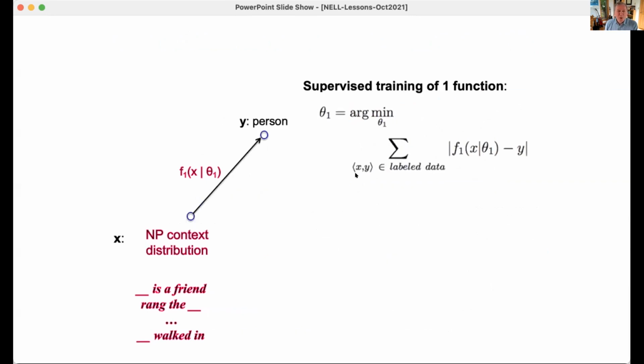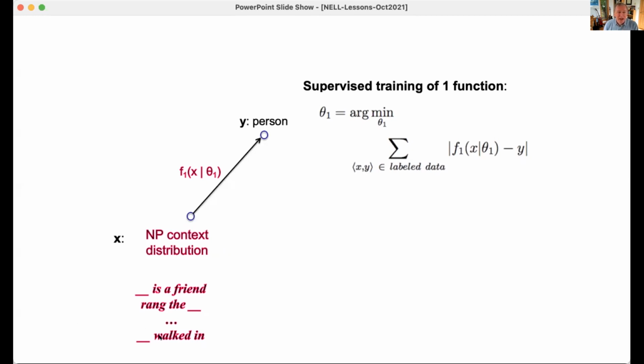So for example, suppose you're trying to learn a function that goes from a noun phrase, NP, that you find on the web to a label yes or no: is this a person? And we might represent that noun phrase by an input vector indicating how often that noun phrase occurs in different contexts. We might see "Daniel Silver as a friend." We might see "rang the Daniel Silver," but if Daniel Silver is a person, then "rang the Daniel Silver" is not going to be a very frequent context that we see him in, and so forth.